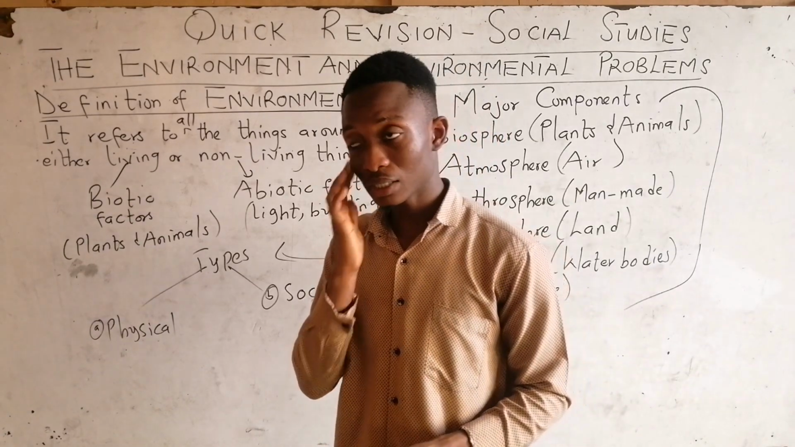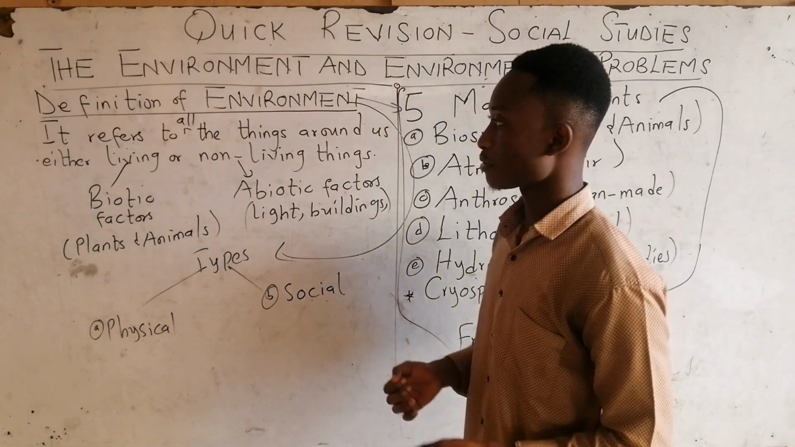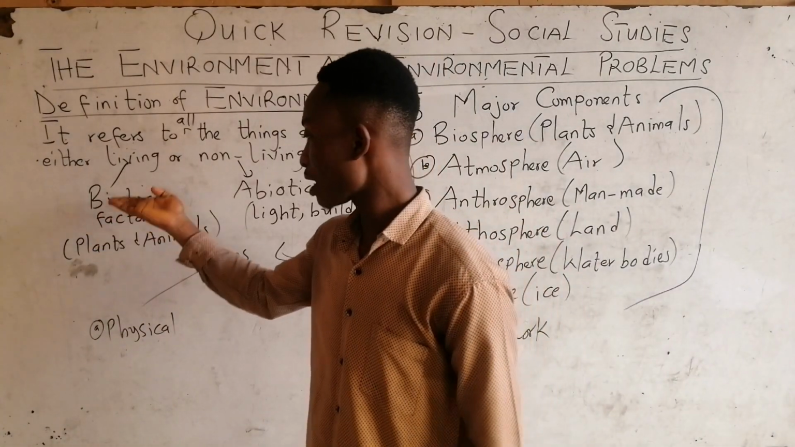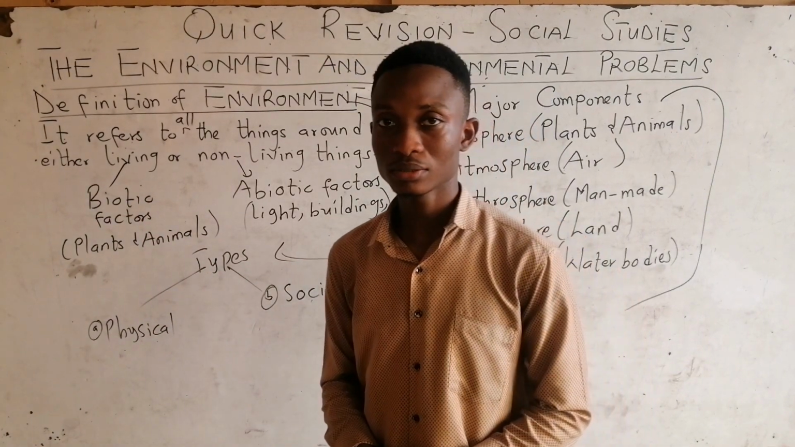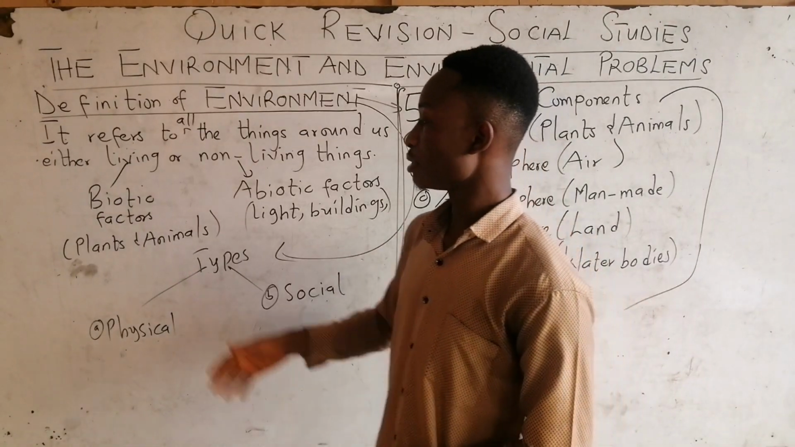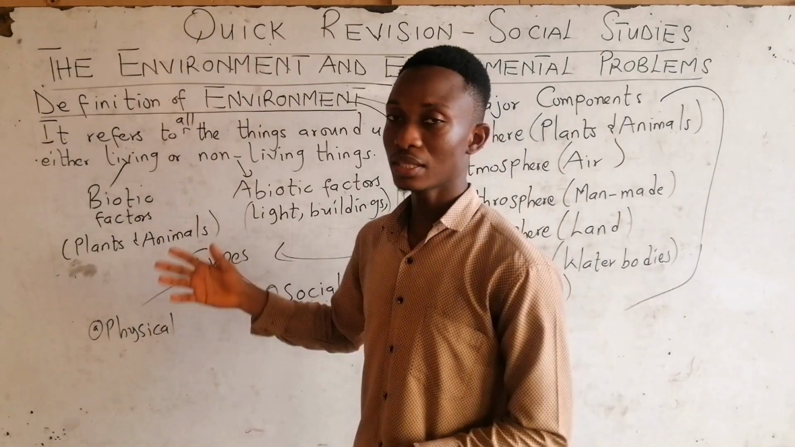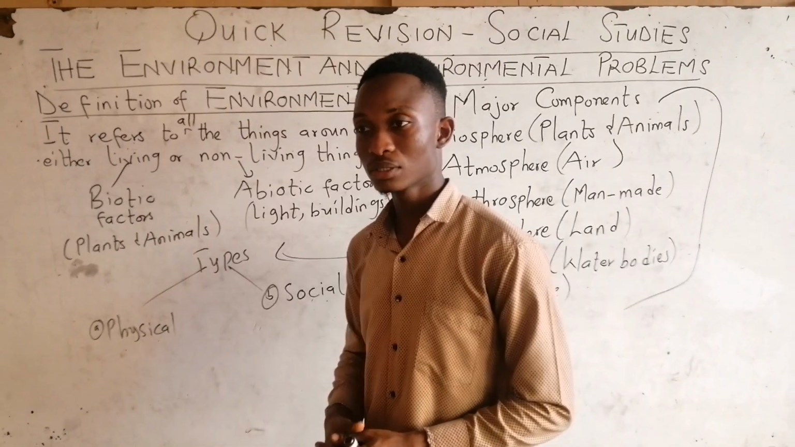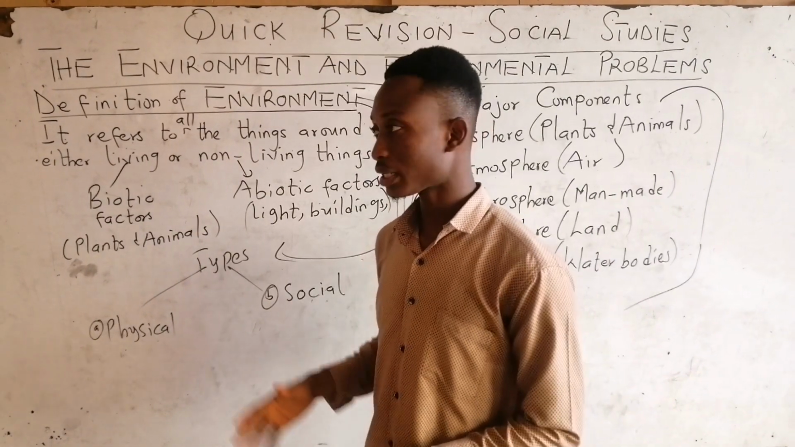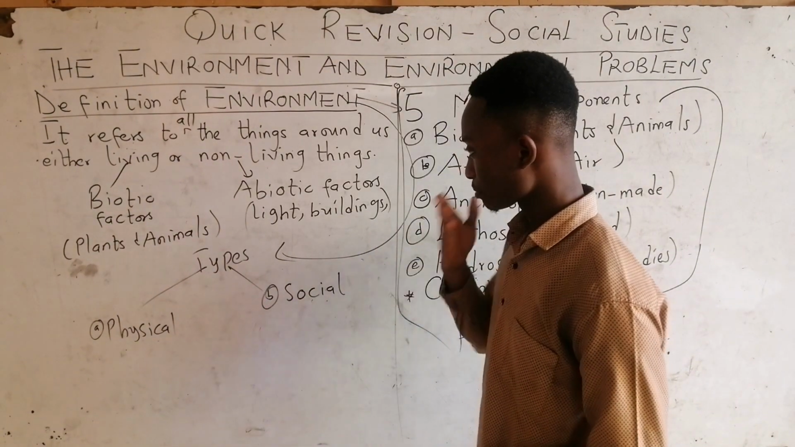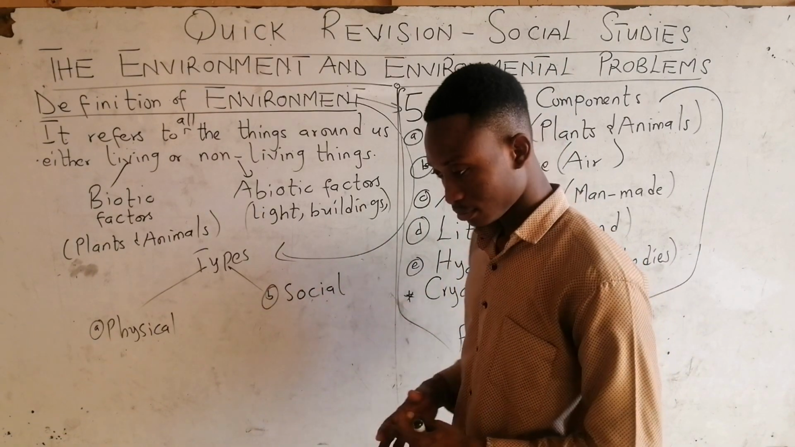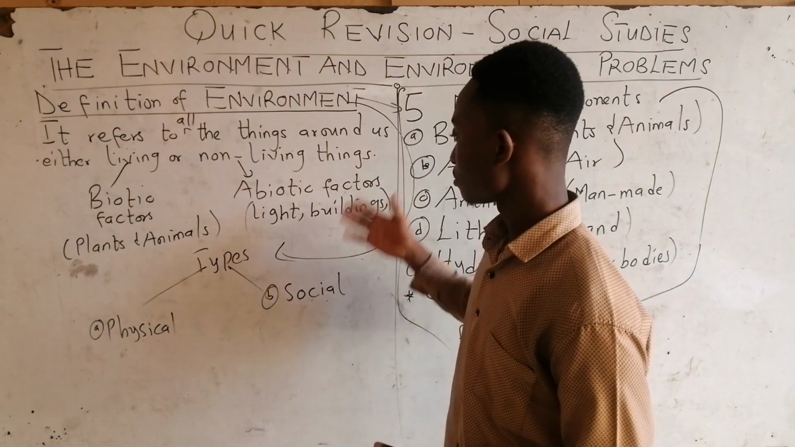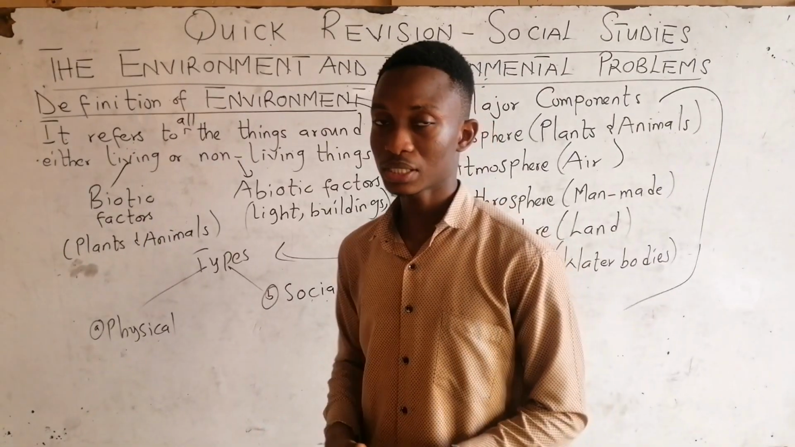We are looking at the environment, and we said it refers to all the things around us, either living or non-living things, or it refers to our physical and our social surrounding. The things may be living or non-living. Living things can also be called the biotic factors. Examples are plants, animals. We can also have water and the like. And also non-living things, abiotic factors: light, buildings, rocks, and the like, or anything that is made by man.